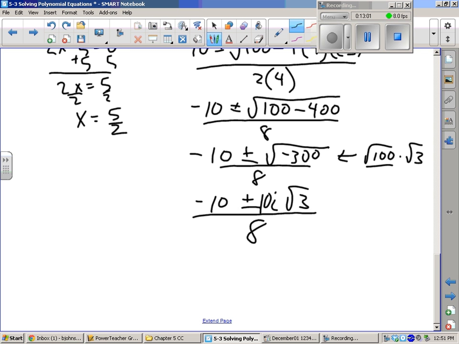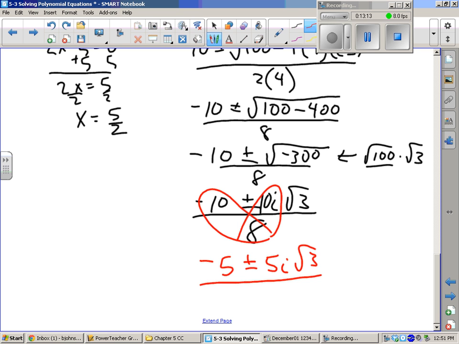And then the 8. Next, I want to do heart surgery if possible. Looks like they're all divisible by 2. So negative 5 plus or minus 5i root 3 all over 4. That's pretty fun, I think. So your 3 answers are right there. Yep. All right, got 2 here and 1 here.